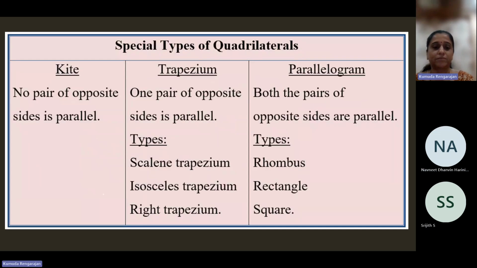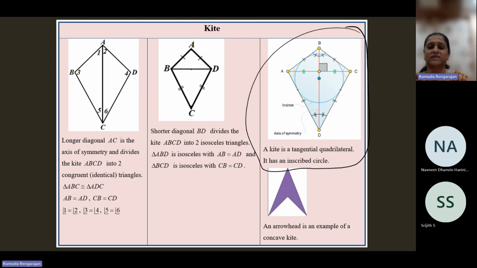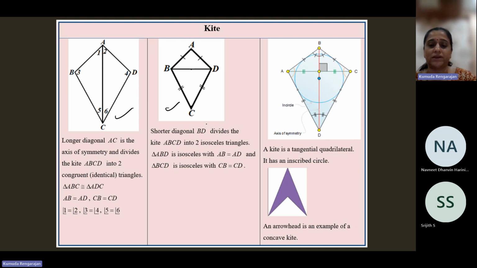Now, there are other things in this, so I will ask you in the next class. I have not explained this one. Learn this. A kite is a tangential quadrilateral. Get the meaning of the term tangential. Browse and tell me what the meaning of the term tangential is and what is an inscribed circle. I'll ask you in the next class. The others I've explained.